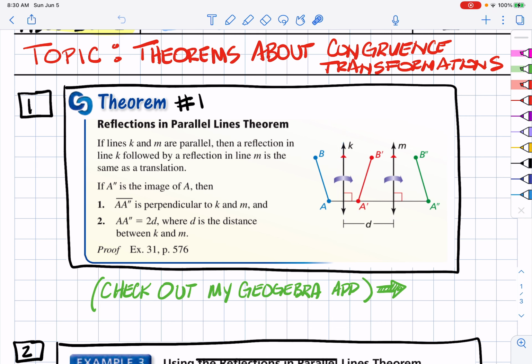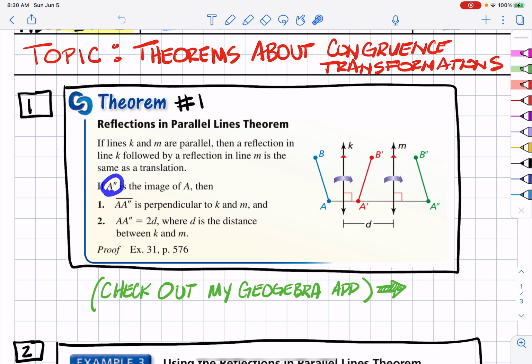So that's what it's saying right down here. So if K and M are parallel lines, that's what we have here. K and M are parallel lines. And then a reflection in K followed by a reflection in M. So like we just talked about, reflection, then reflection. It's the same thing as a translation.